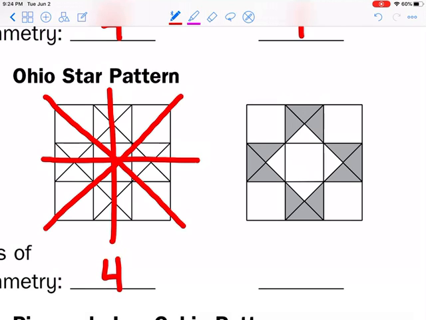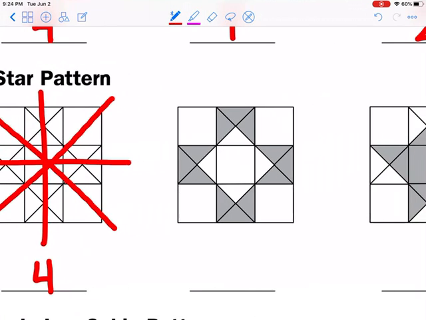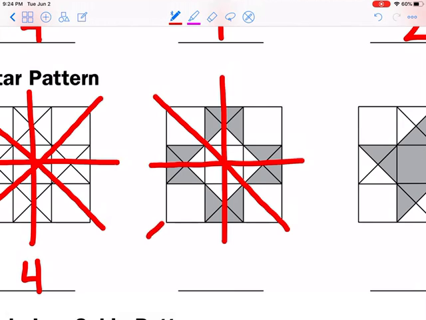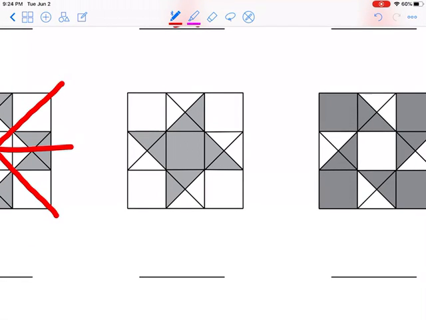This next shape added a little bit of color, but it's all similar. So if I folded it the hot dog way, so vertically, this side is the same as this side. And if I fold it like a hamburger this way, this side is the same as this side. And I could also fold it diagonally with the way that the pattern goes. So this shape has four lines of symmetry.